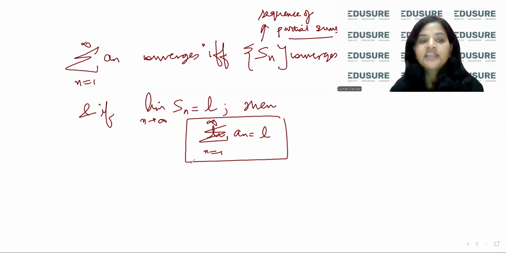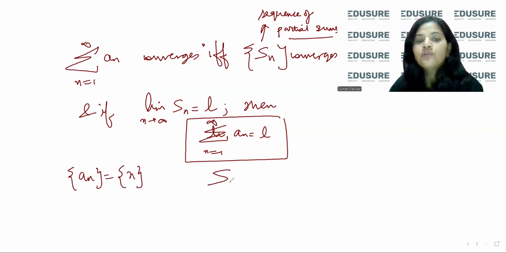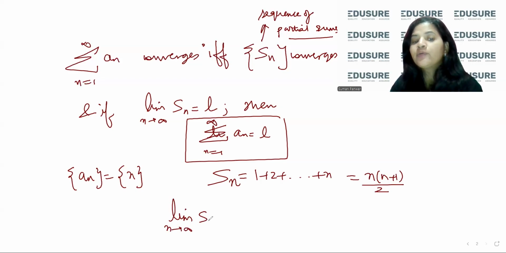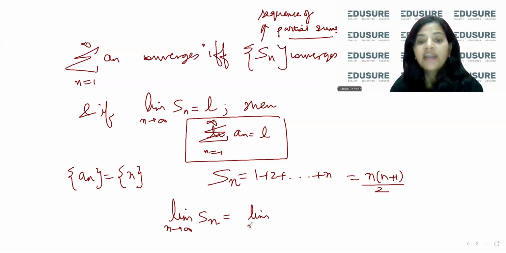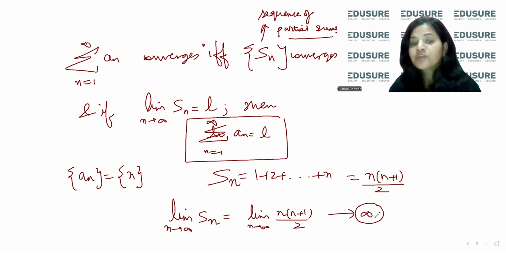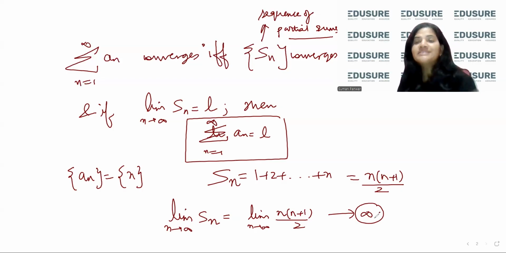Now again, let us look at the example where your an was n. So if you look at Sn, it will be 1 plus 2 till n, which is n into n plus 1 by 2. Now, if you look at limit n tending to infinity Sn, it will be limit n tending to infinity n plus 1 by 2, and this is infinity. So since Sn does not converge, the infinite series does not converge. And in fact, the sequence of partial sums is diverging towards plus infinity. So we say that our series is divergent towards plus infinity.